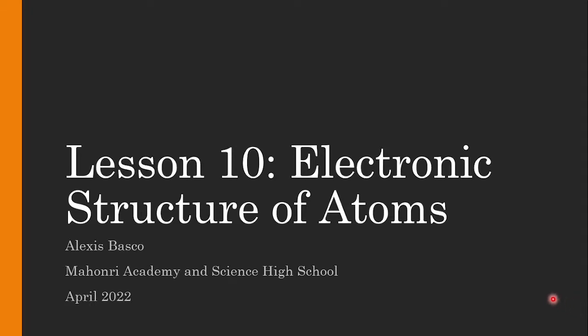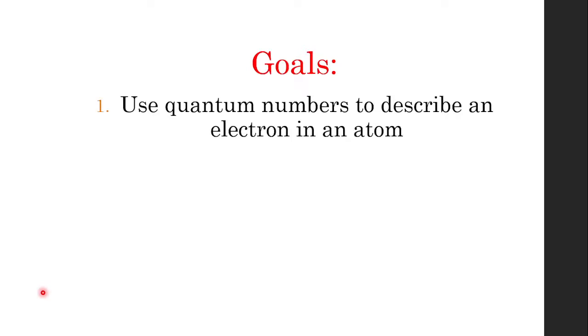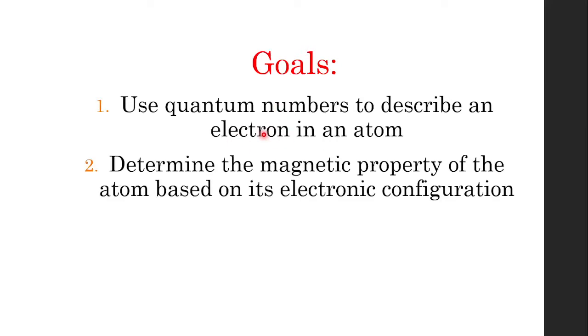So that is the bulk of our lesson today, which means at the end of today's lesson, what I want everyone to be able to do is use what we call the quantum numbers to describe the electron of an atom. Since our discussion revolves mostly around electrons, there are certain numbers called quantum numbers that we use to describe these electrons. So at the end of the lesson, I want everyone to understand what these quantum numbers are, what they do, and what they describe about an electron. Next is to determine the magnetic property of the atom based on the electronic configuration.